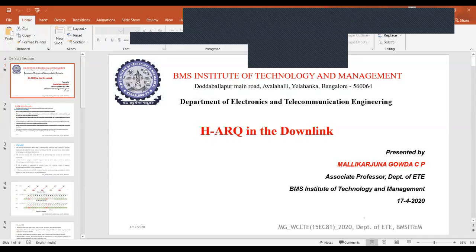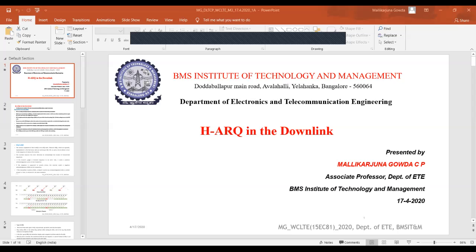So today we will discuss hybrid ARQ in the downlink. By this time, you might have studied what ARQ techniques, that is automatic repeat request, are in computer communication, right? Why is this required? First, let us try to understand.